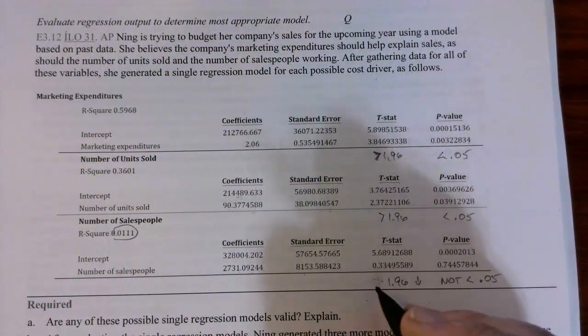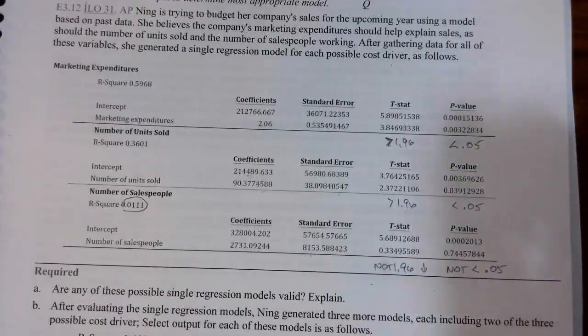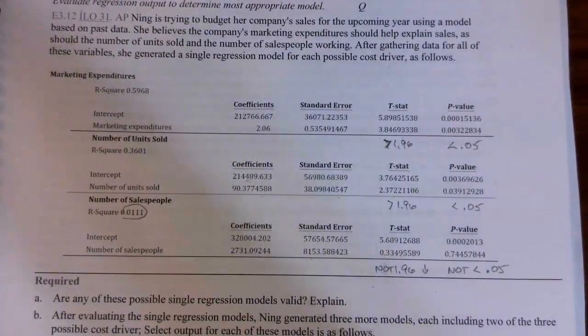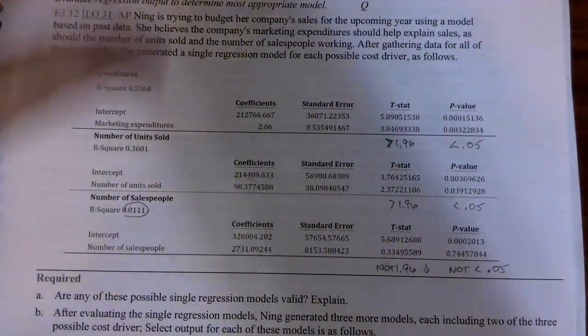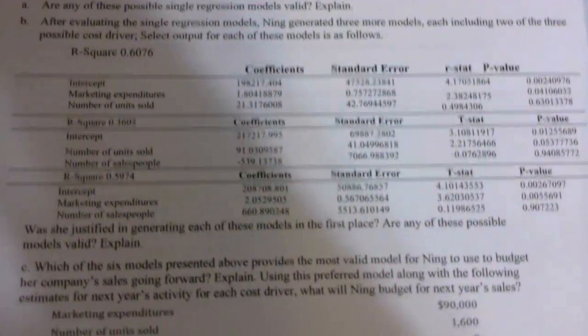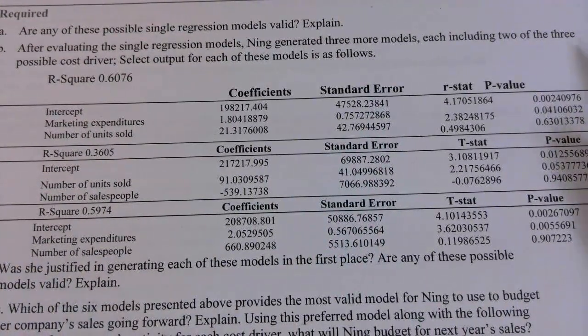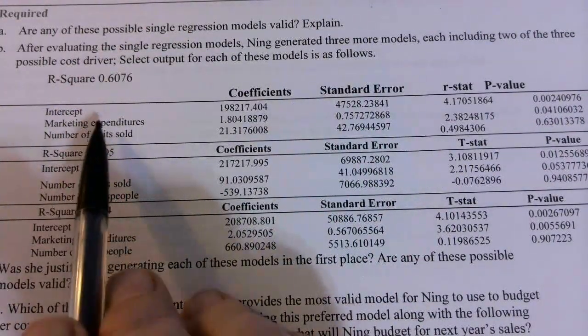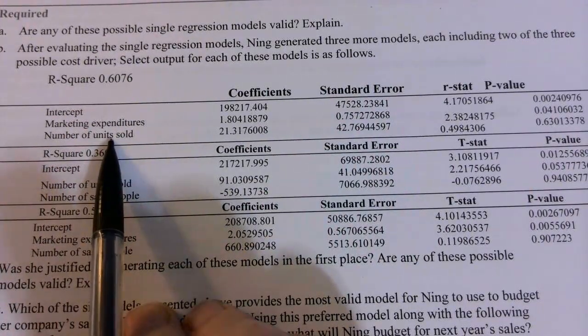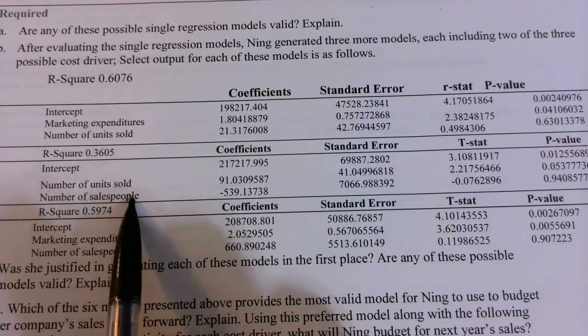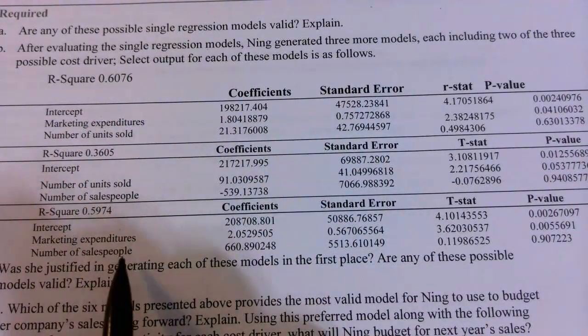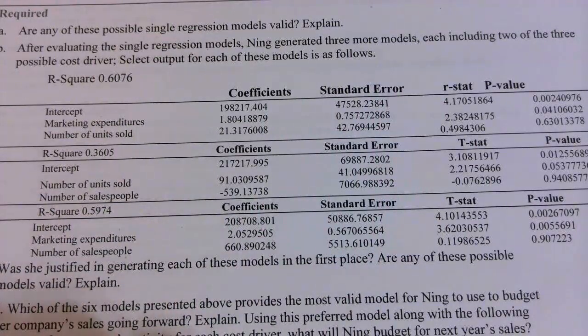So now that we looked at each one individually, we start doing some multiple regression and combining the variables. That's what's down here. It takes a little bit of looking to figure out what you're looking at. The first one is marketing expenditures and the number of units sold, then units sold and salespeople, then marketing and salespeople. We want to see how much that changes.